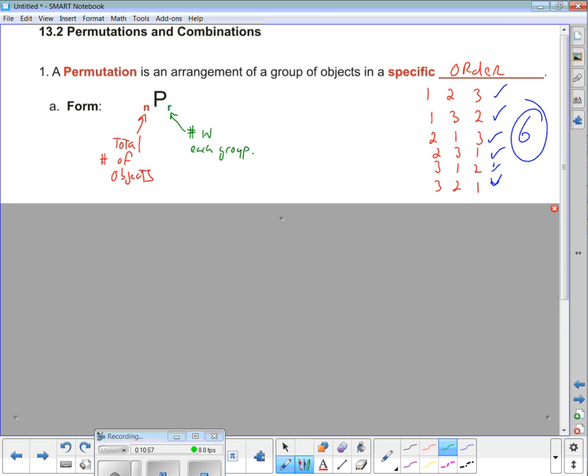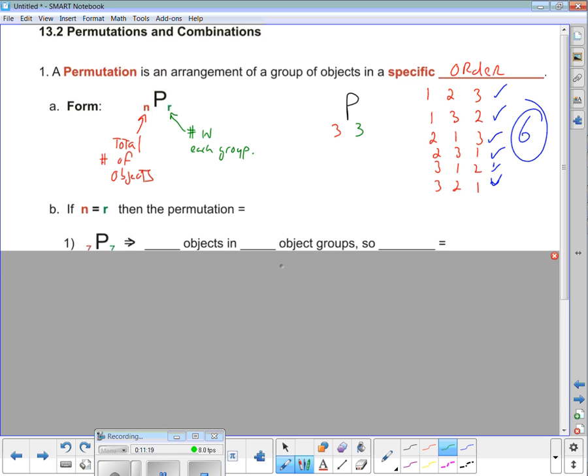So what did I just do as an illustration? I did a permutation. We had a total of 3 objects, and we did it in 3 object groups. So we did the permutation 3, 3. And the answer is 6 for any permutation where you have 3 objects in 3 object groups.